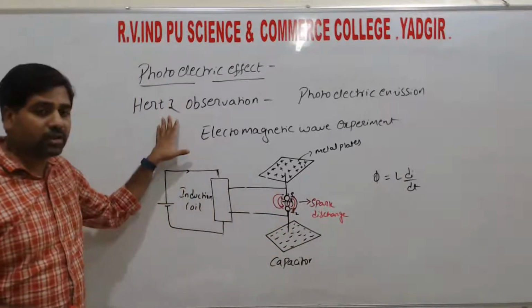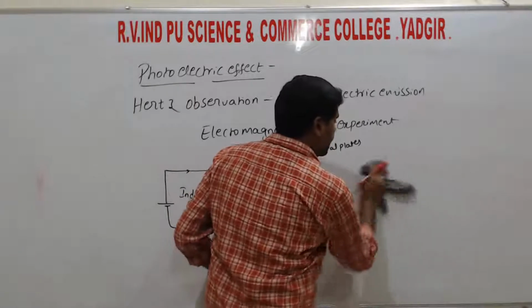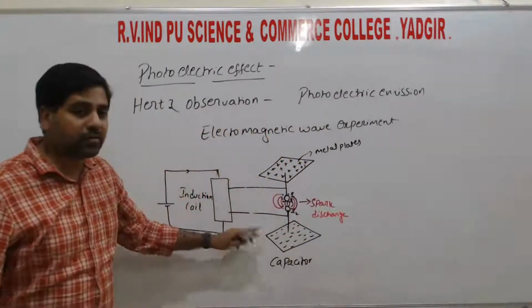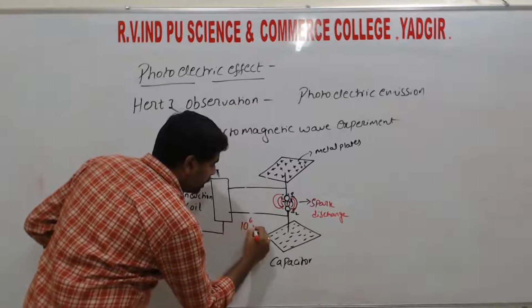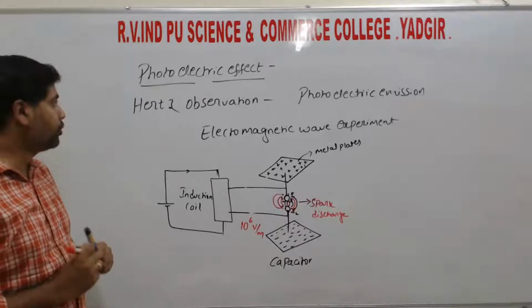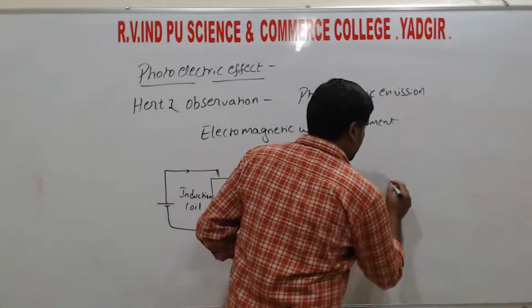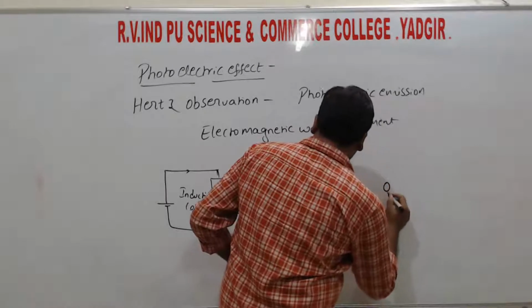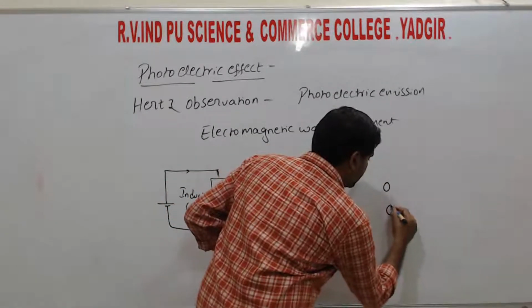So Hertz observed that he placed one more detector. Here the potential difference between these two plates is of the order of 10 to the power of volt per meter. Then Hertz placed one more detector loop. I will draw it enlarged.